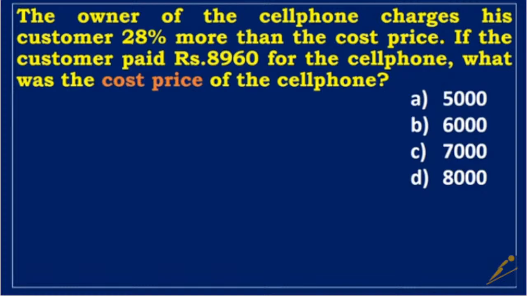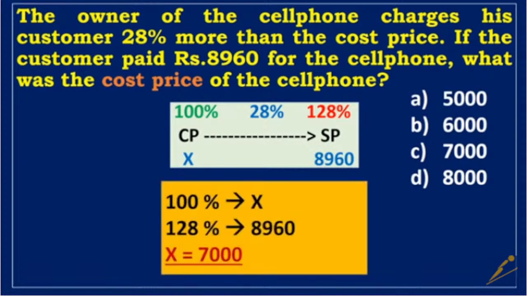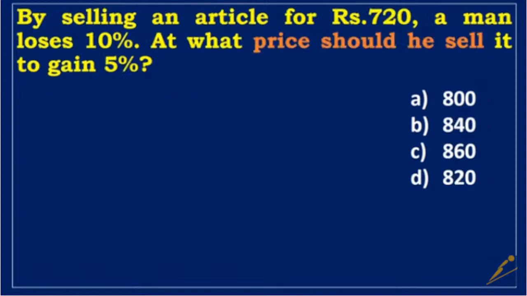Let us assume the cost price is 100%. The profit percentage is 28%. Then, the percentage of the selling price is 128%, which is equal to 8,960 rupees. To calculate the cost price, we must create two equations, where 100% is X, and 128% is 8,960 rupees. Divide both sides of the second equation by 128 to obtain 1%, which is 70. Then, 100% equals 7,000. Let's look at another example.